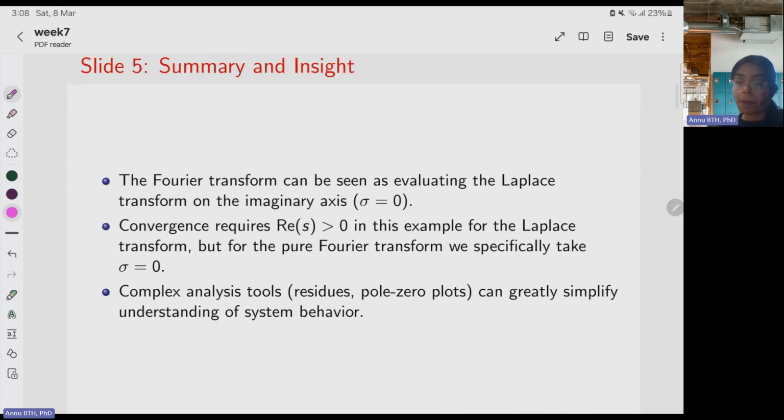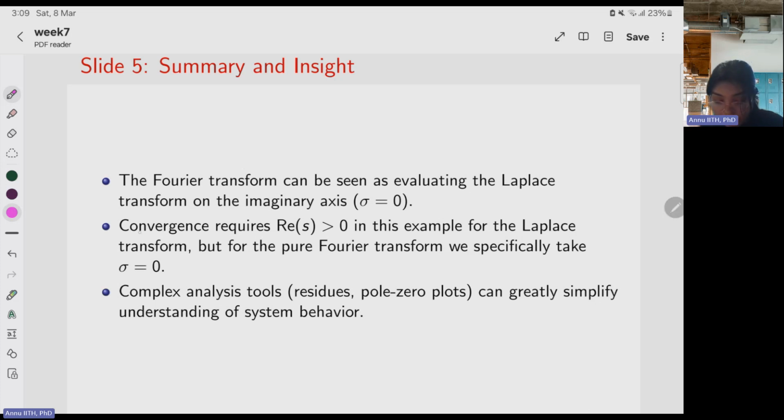So what is the summary? I'm starting from the Fourier transform and leading you to how it will go to the Laplace transform. The summary and insights are that the Fourier transform can be seen as evaluating the Laplace transform on the imaginary axis, that is, when sigma is equal to 0. The convergence requires real part of s greater than 0 in this example.